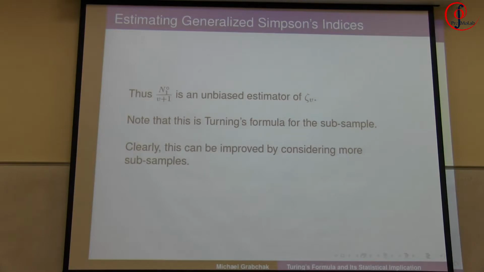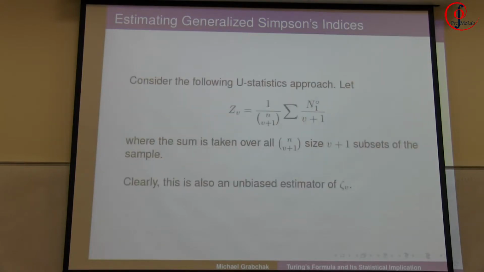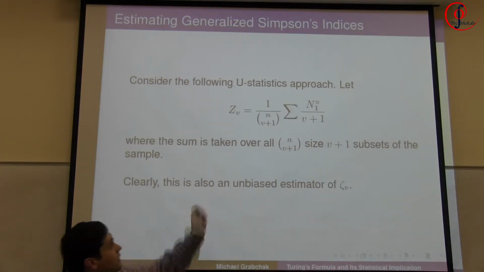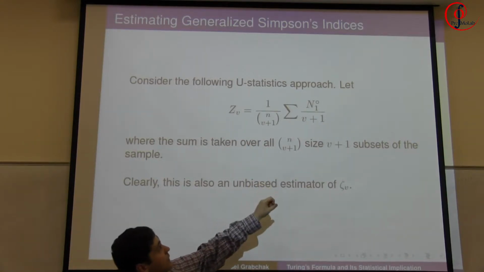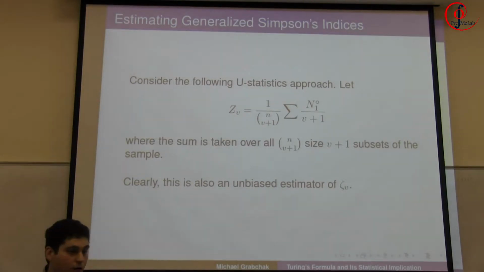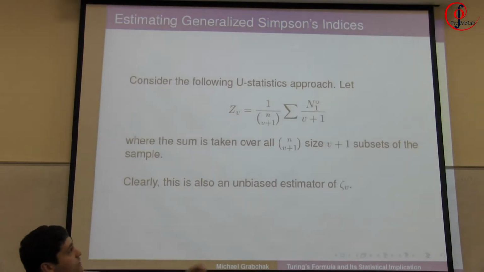I think I already mentioned this. We could clearly consider looking at more subsamples. One way, of course, is some kind of bootstrapping approach, but we instead use a U-statistics approach, which means that we just consider every possible subsample. So there are n choose v plus 1 subsamples of size v plus 1. For every subsample, n1 for that subsample divided by v plus 1 is an unbiased estimator of zeta v. So we just average over all of the subsamples.